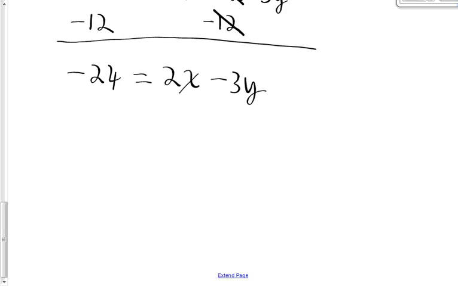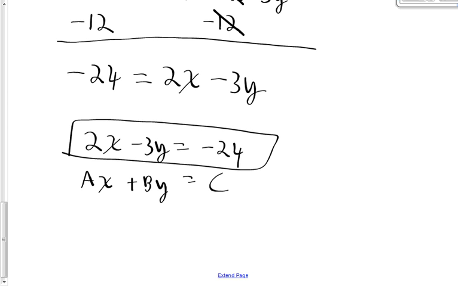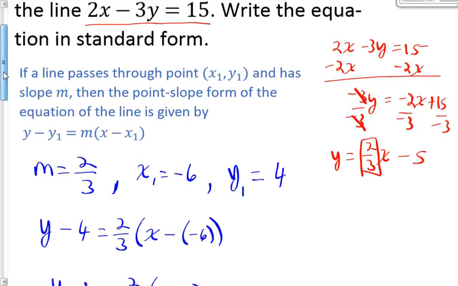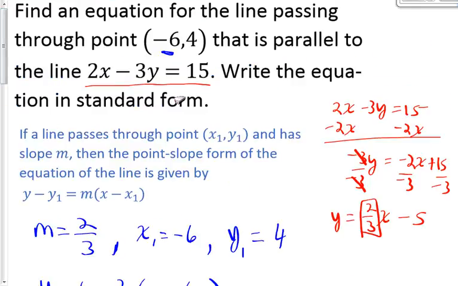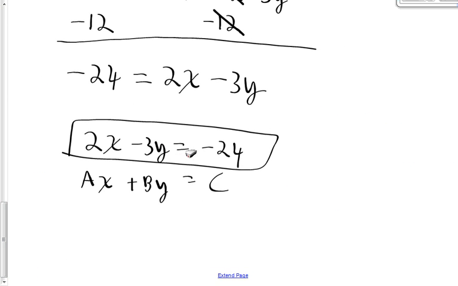Now, because it's an equal sign, it doesn't matter which side I write each of the expressions on. So this means the same thing as 2x minus 3y equals negative 24. And this is the equation that I needed in standard form, ax plus by equals c. So this is the standard form of the equation that passes through the point negative 6 comma 4 and is parallel to this line. You notice they're not the same equation. So this is the equation I was being asked to find.